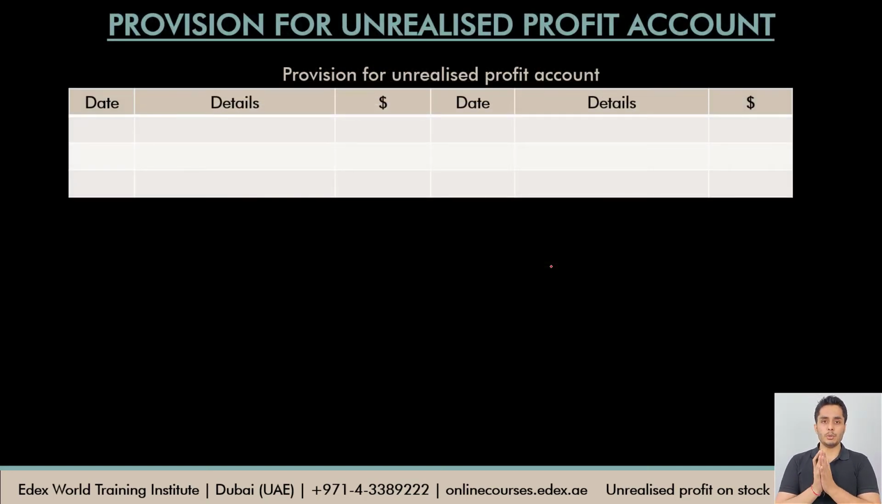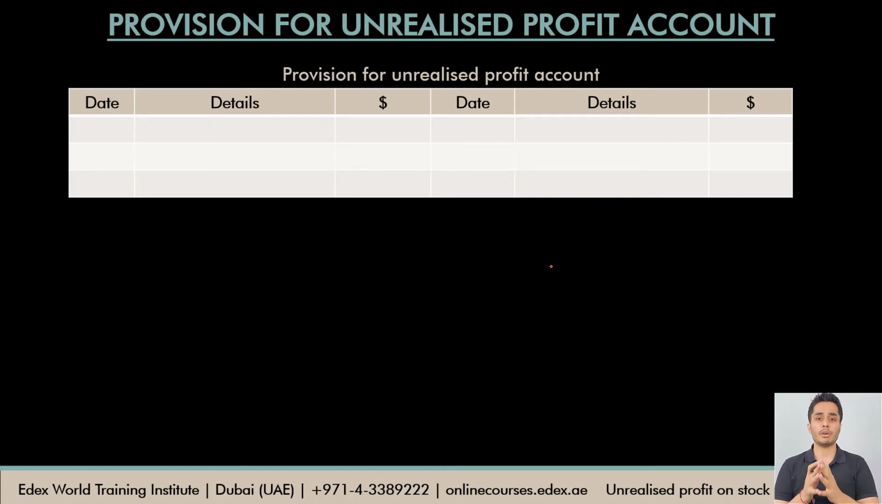Okay. The two journal entries that I showed you, one for closing stock and one for opening stock, and then I showed you to record the net journal entry, the net effect of the journal entries if the closing stock is greater than opening stock and the opening stock is greater than closing stock. That concept will also be utilized here when preparing the provision for unrealized profit account. This account is very simple, only 3 entries to be recorded.